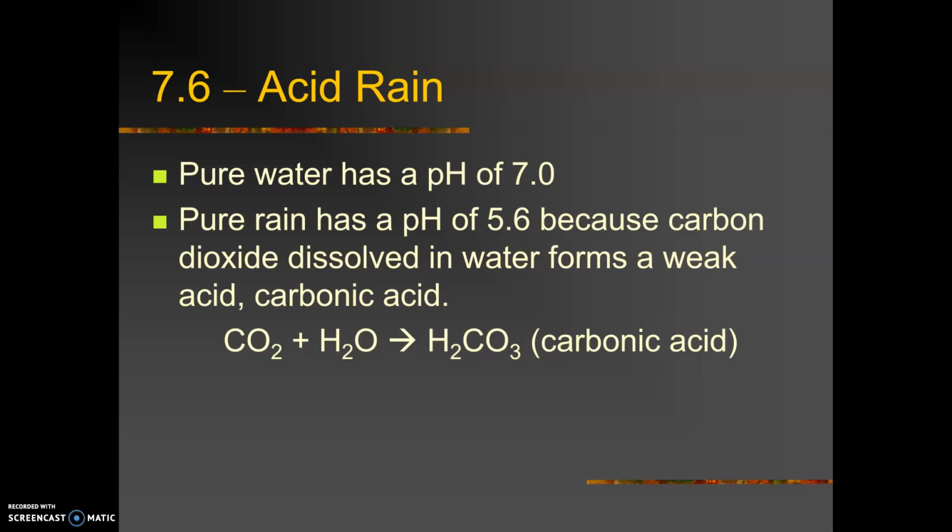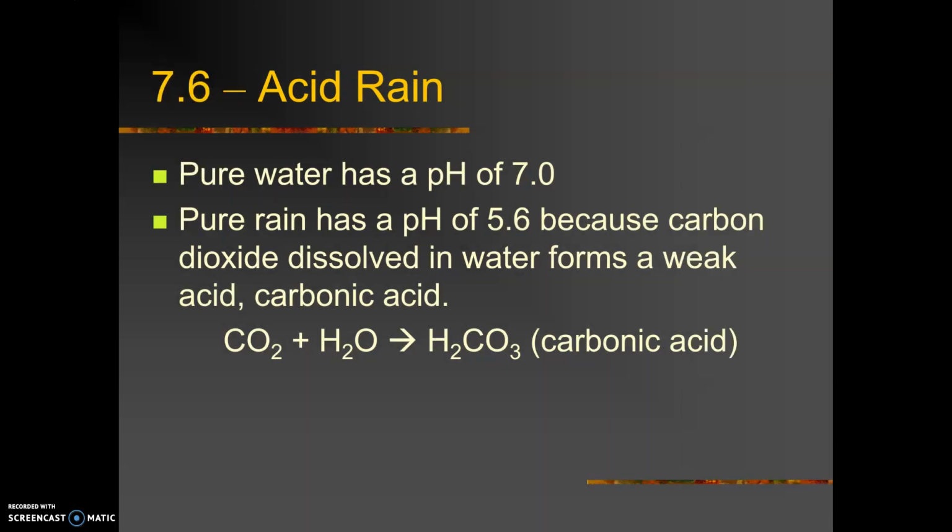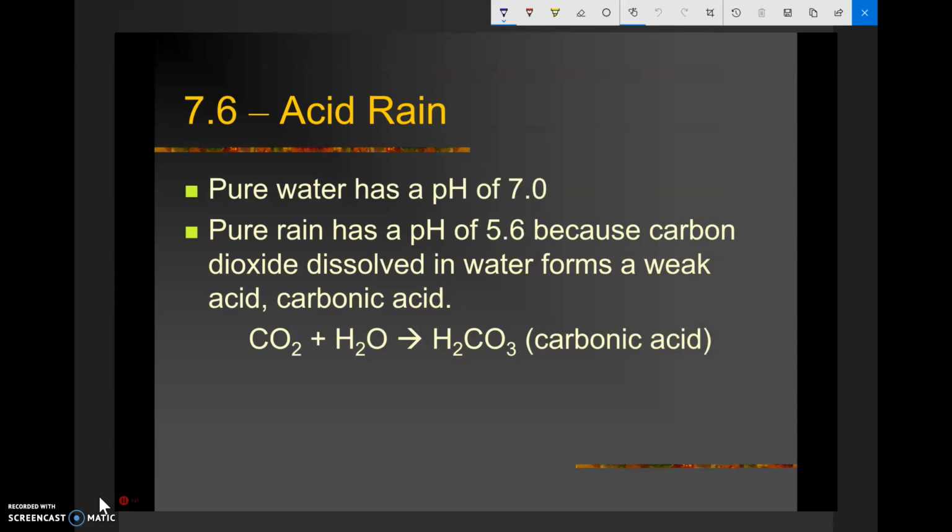anything else, any minerals, anything else has been taken out. Okay, so then pure rain has a pH of 5.6. And the reason why this is lower is because of the carbon dioxide that is dissolved in the water, and that forms a weak acid, which is called carbonic acid, which you see below. So the CO2, remember, we get that from a lot of different sources, but one of our main sources is because we breathe it out.